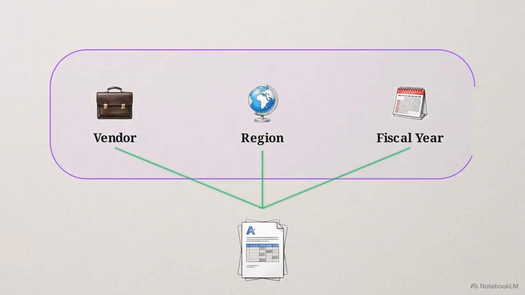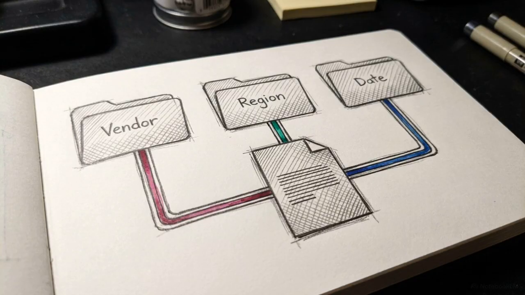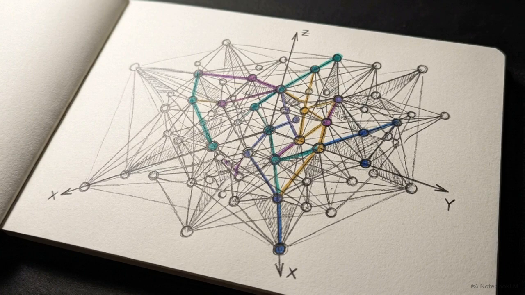These multidimensional tags function as virtual nodes. They allow one piece of data to exist under multiple semantic ancestors, freeing it from the constraints of a rigid folder path. This ingestion step transforms flat storage into a multi-axis graph, ready for dynamic query processing.